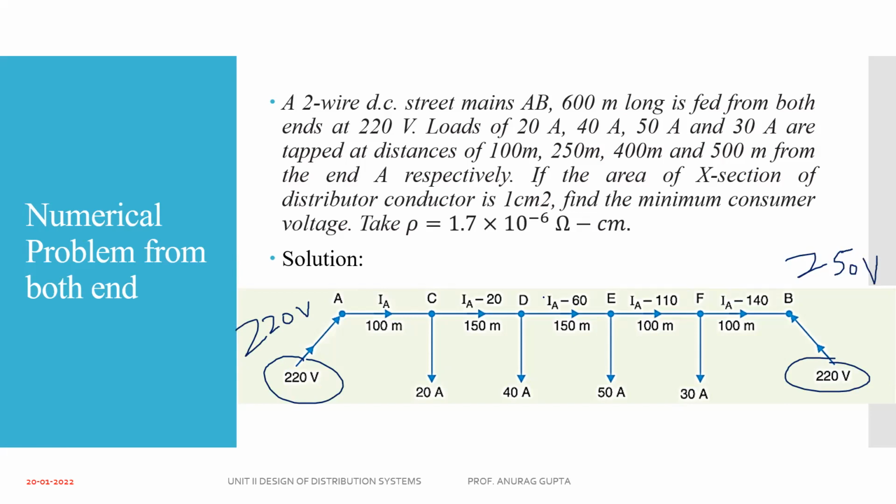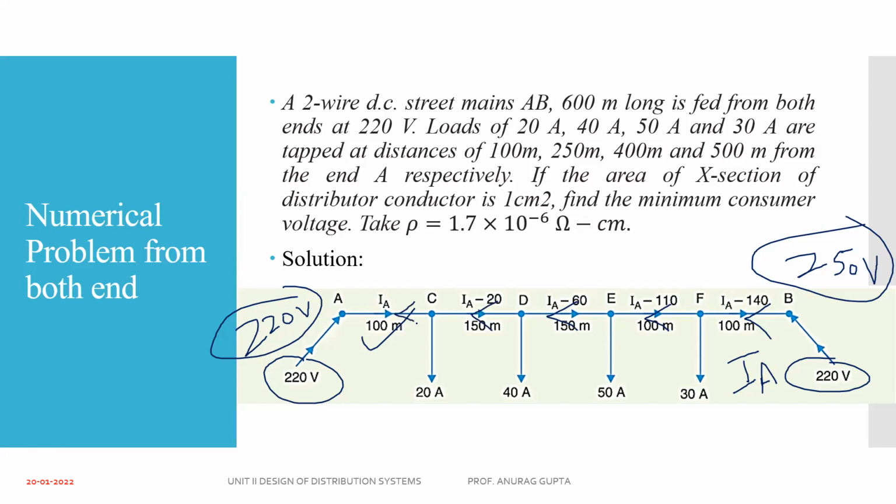Whatever I've considered now, it is okay if I'm taking 220 volt at A point and 250 volt at B point. Perfect. We have to reverse, because the current will flow from the high potential to the lower potential. So now we have to start from here. Suppose from here that will be IA. Now, this will be IA minus 30, then IA minus 80, IA minus 120, IA minus 140. So the current will be reversed. Clear? Good, good. That's a good thing.